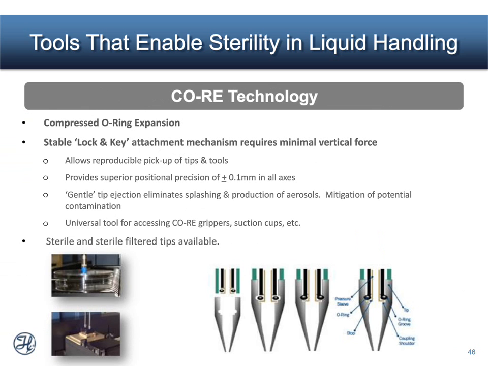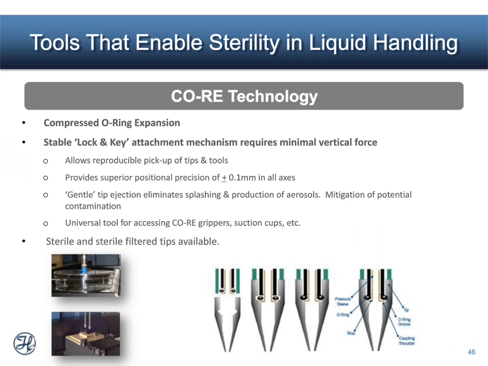Within the air displacement pipetting channels, there's a technology called core technology. This is a technology used for tip attachment for disposable tips, and it's nice in the fact that it provides a lock and key mechanism. So the pipetting channel actually has an O-ring that will expand into a groove in the disposable tip, and this is the lock and key mechanism I'm talking about.